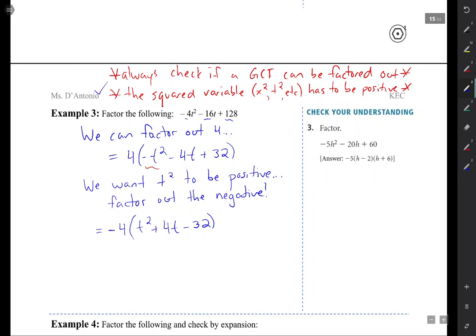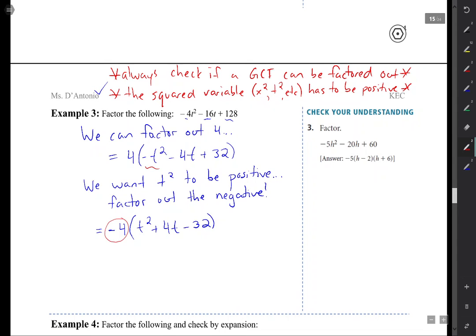Now I do want to point out that once you get more used to this, you can actually just factor out the negative 4 from the get-go. You could look here and say, oh, I see that this term is negative, and I also see that 4 divides into every single one of these coefficients here and the constant. So I could just factor out negative 4 all in one step instead of doing it in these 2 steps that we did here.